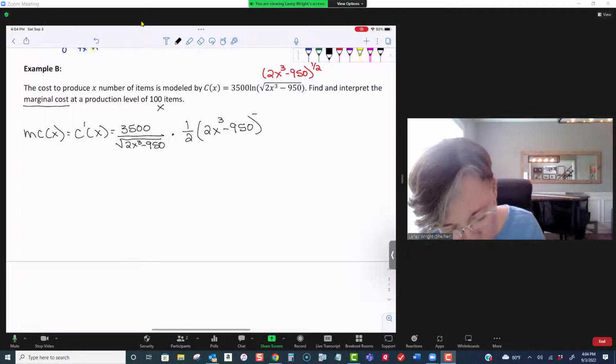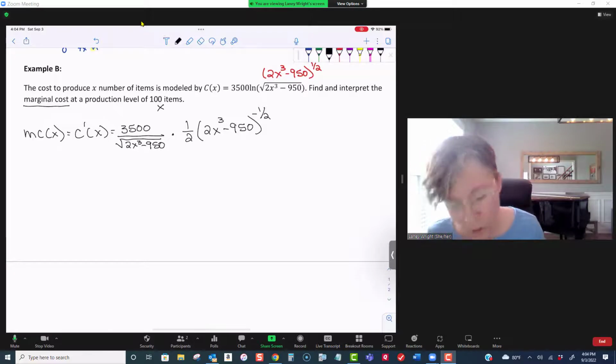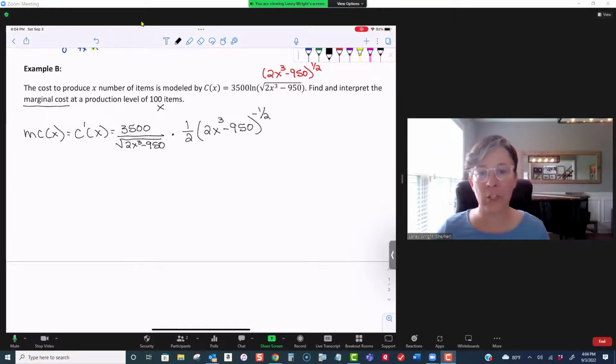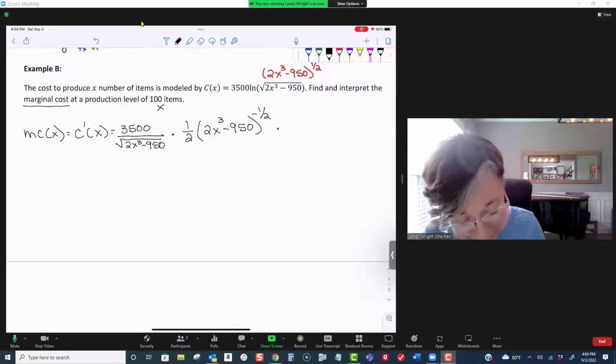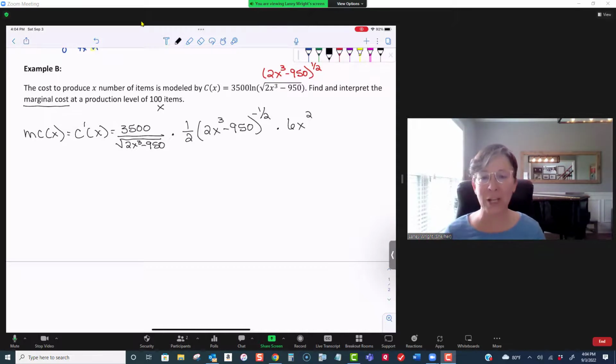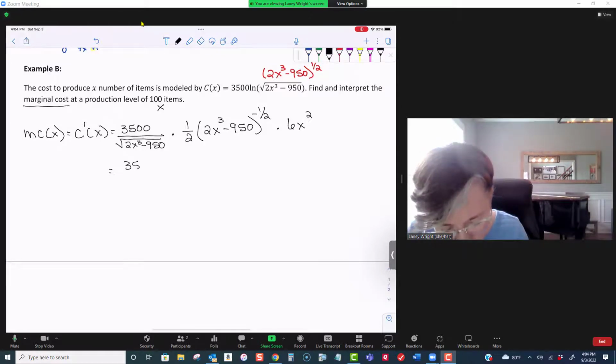And then don't forget to subtract 1 from your exponent. That's using the power rule. Now we have to multiply by the derivative of the inside, which is 6x squared. So you might want to pause the video and take a look to see where all those pieces came from. And now let's clean it up a little bit. This first one is still 3,500.